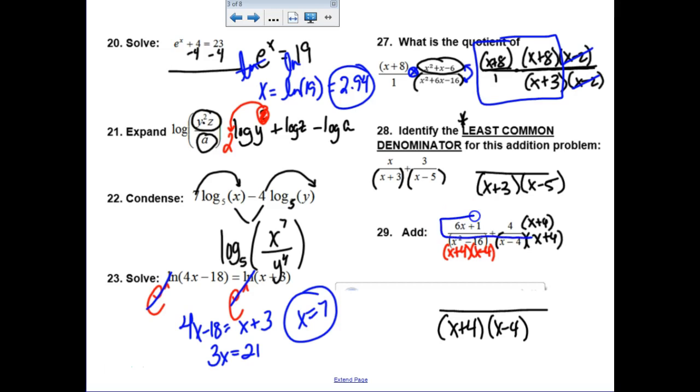So the denominator is all done, all set up. All you need to do is clean up this numerator carefully. So we have 6x plus 1, and then positive 4 distributed is a plus 4x plus 16. And then if I collect all my like terms, what do we get here? 10x plus 17 over x plus 4 times x minus 4.